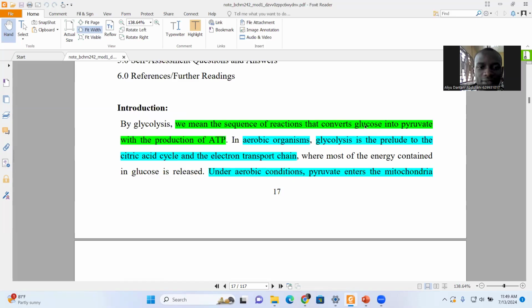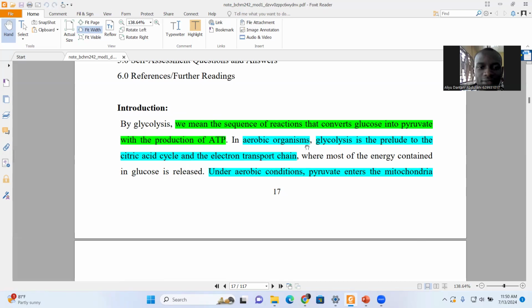So we consume a lot of sugars, and of course, our body will have to be equipped with enzyme machineries to catabolize or break down those sugars into useful energy, which in the cell is called ATP. That's the energy currency of the cell, ATP, adenosine triphosphate. So glucose is converted into pyruvate with the production of ATP. That's basically what happens with most of these pathways. That's the purpose of metabolism.